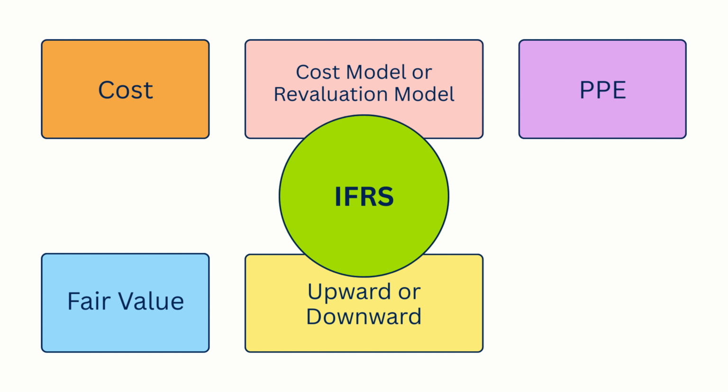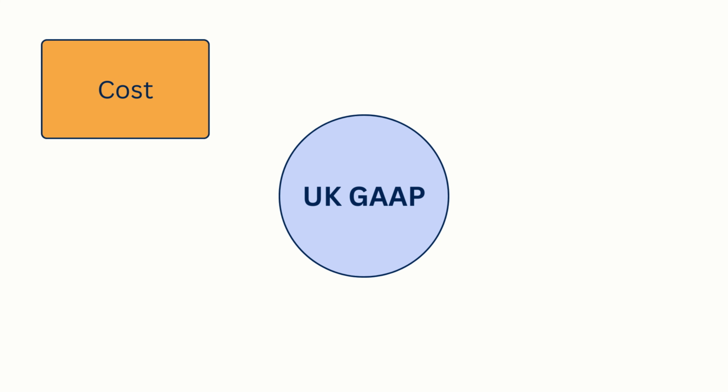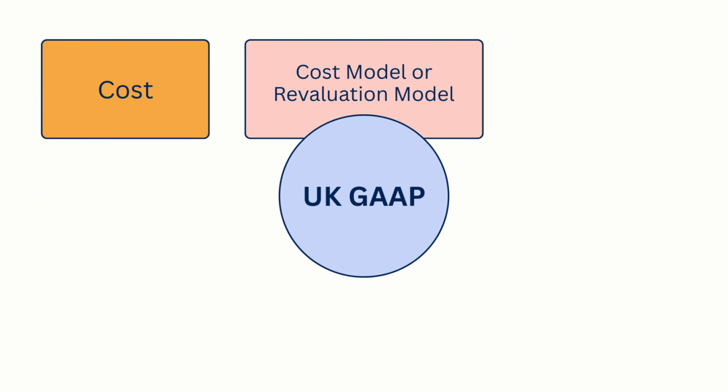Upward revaluations go to revaluation surplus, equity. Downward revaluations are treated as impairment losses. Future depreciation is based on the revalued amount. UK generally accepted accounting principles follow a similar approach to international financial reporting standards, but is simpler. Assets are initially recorded at cost. After that, a company may choose either the cost model or the revaluation model. Revaluation commonly applies to property, plant and equipment.